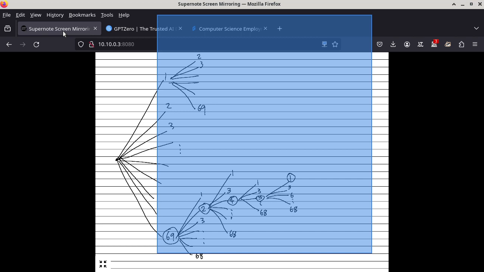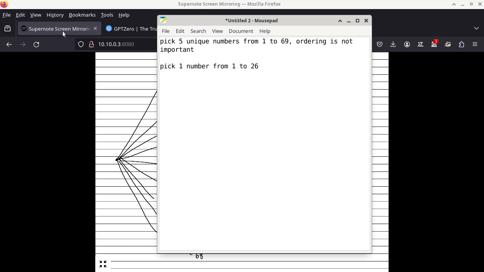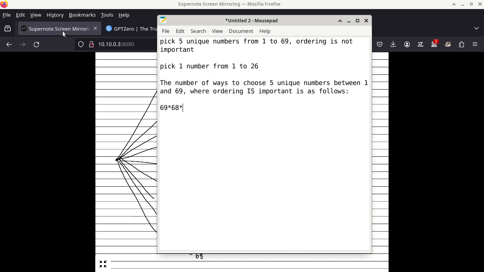So you go like, okay, so we have some basic idea here. So I'm going to work on the solution really, really step by step. So we can now say the number of ways to choose 5 unique numbers between 1 and 69, where ordering is important, is as follows: 69 times 68 times 67 times 66 times 65. Is that okay so far?